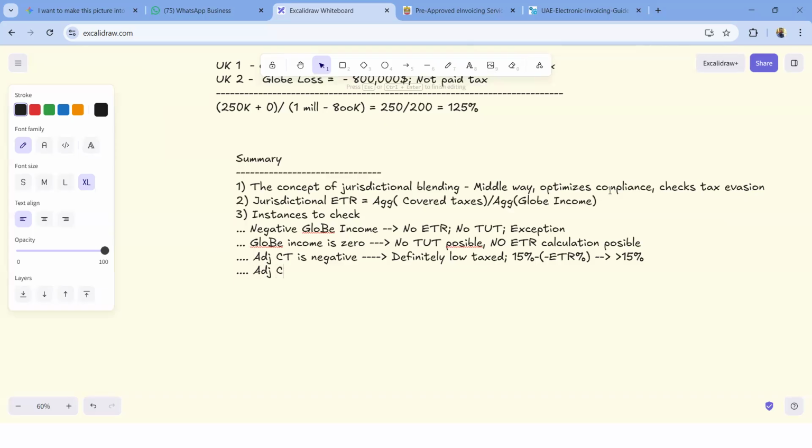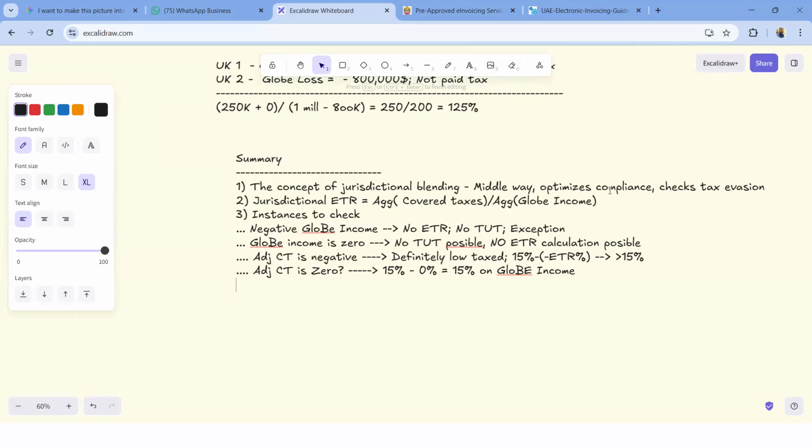What if the adjusted covered tax is zero? Then also you are low taxed. Then it would be 15% minus 0%. If you have zero in the numerator, you will pay 15% taxes on global income, right? I think those are the permutations and combinations which could come.